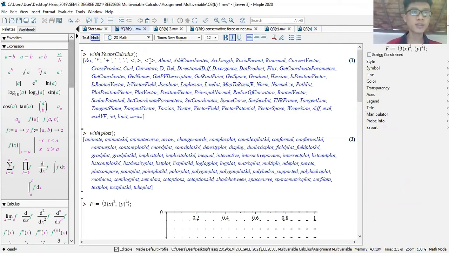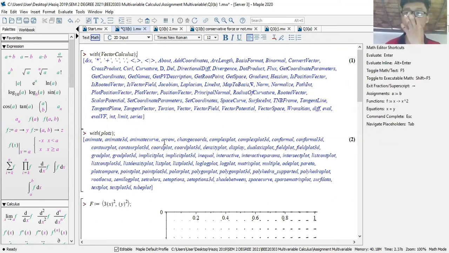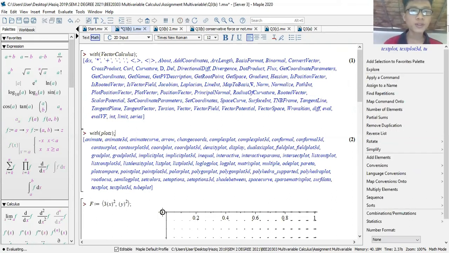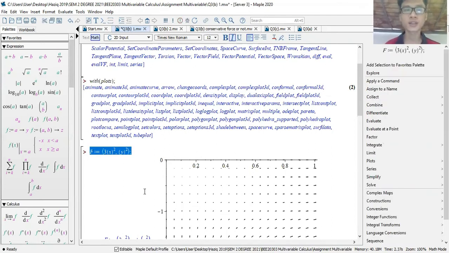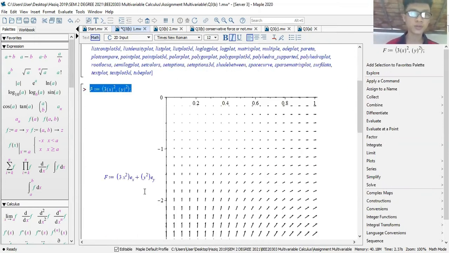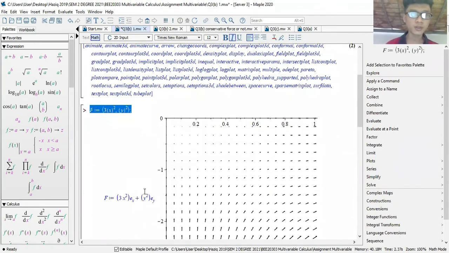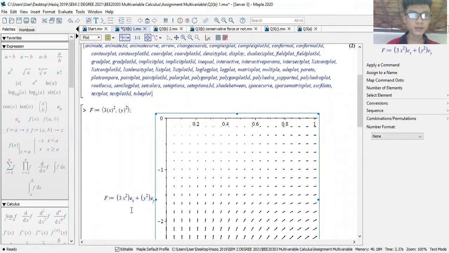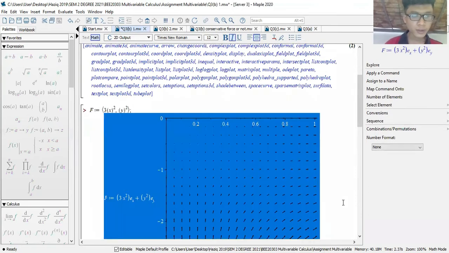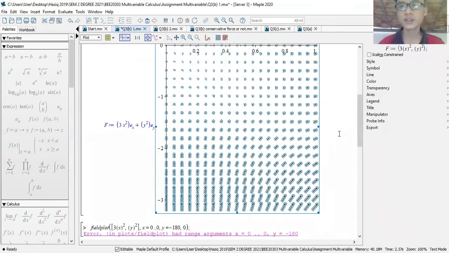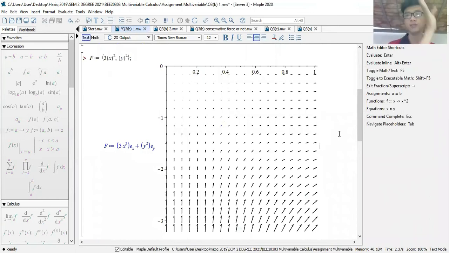While for question 3B, input the vector calculus coding, input the plot coding, and input the force field. Based on the equation, we get 3x square i plus y square j. So we input the force field. Okay, so this is the force field, and the graph that you see over here we get from the question. This is the curve C2 and the straight line is C1.